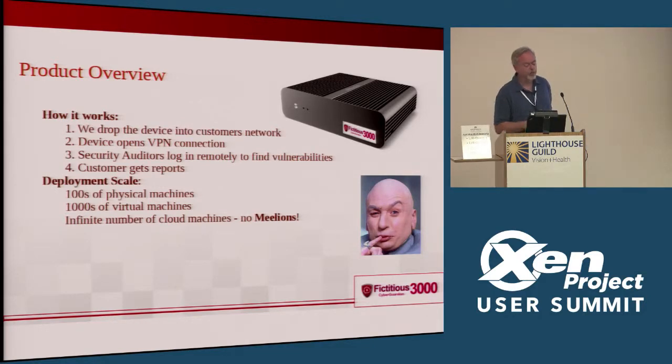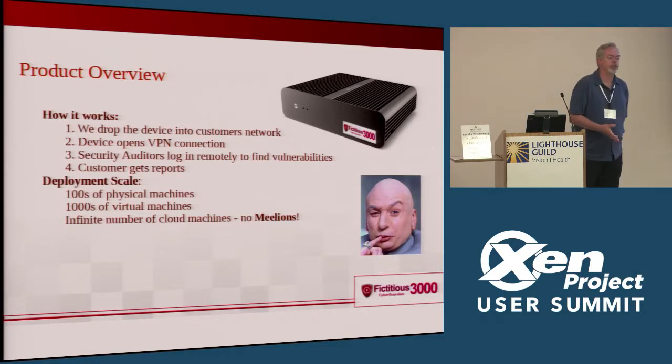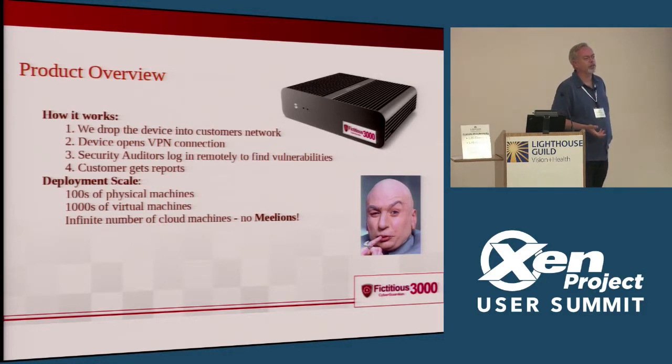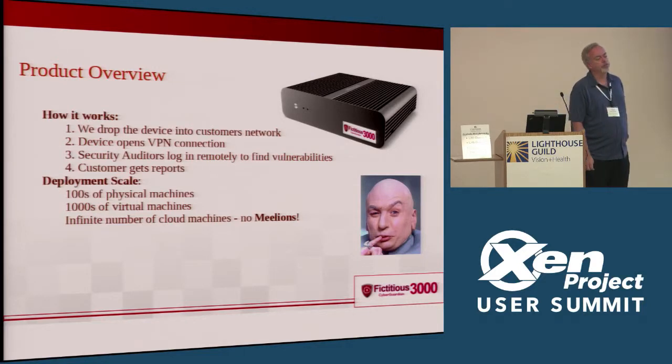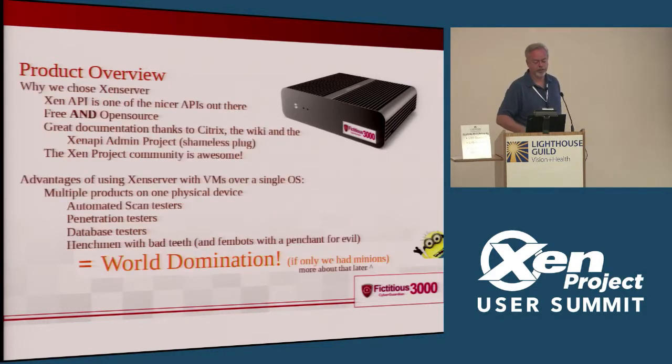So the deployment scale: what they initially wanted from me was hundreds of physical machines, thousands of virtual machines, and then we're going to build a cloud version of it that would go out into Amazon and so on, and there'd be an infinite number of cloud machines out there. We're sitting at about 700 physical machines for the year, and so you're looking at about 2,000 virtual machines at this point, and they're wanting to scale it up drastically from there. So we have various sizes of devices here.